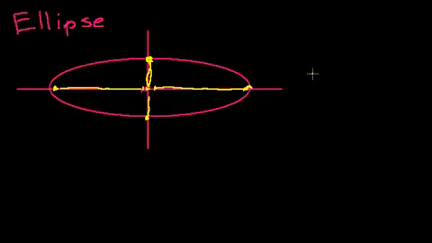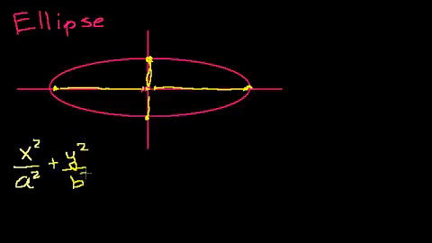Well, with that said, let's actually go a little bit into the math. So the general or the standard form for an ellipse centered at the origin is x squared over a squared plus y squared over b squared is equal to 1, where a and b are just any two numbers. I could have written this as c squared and d squared. They're just placeholders.